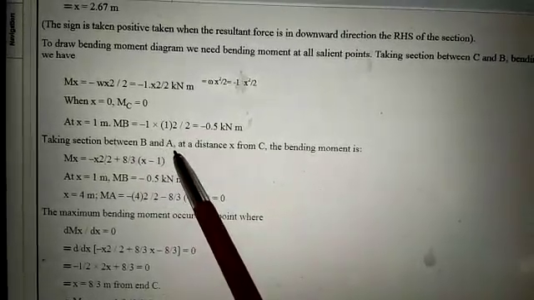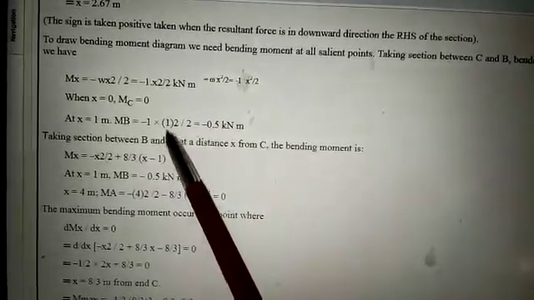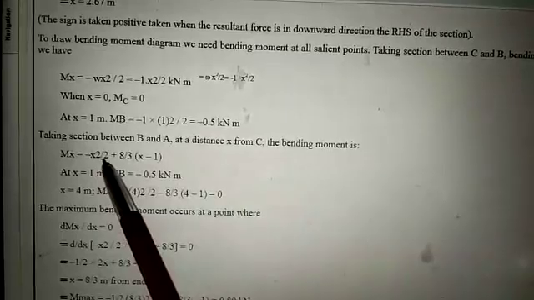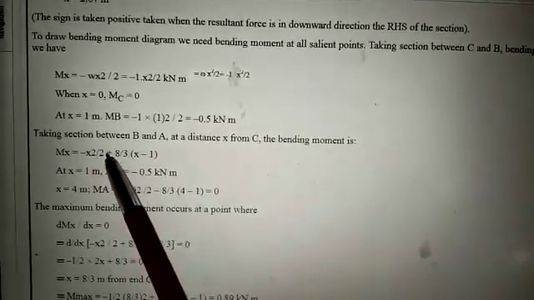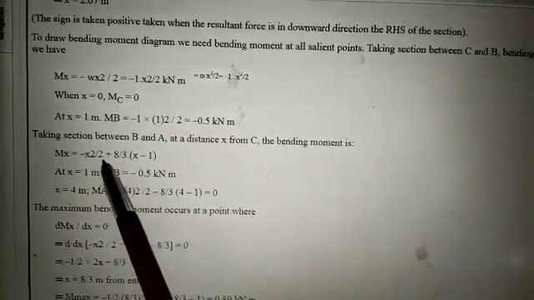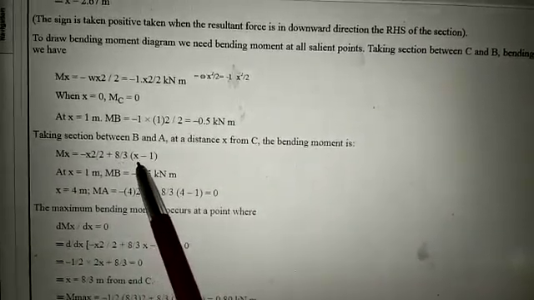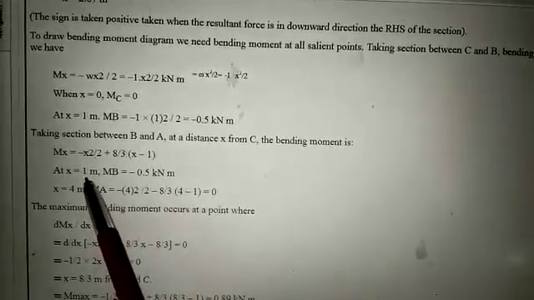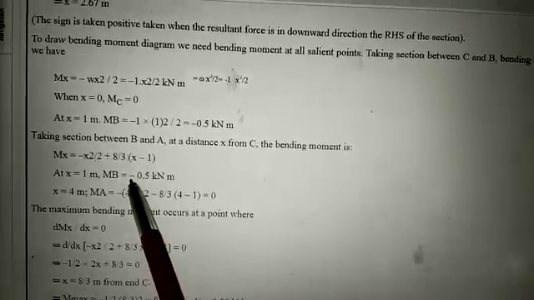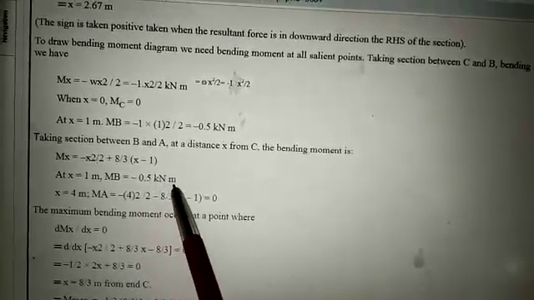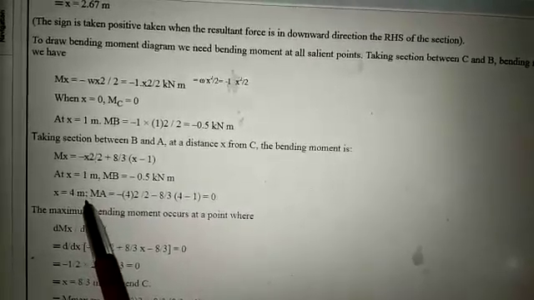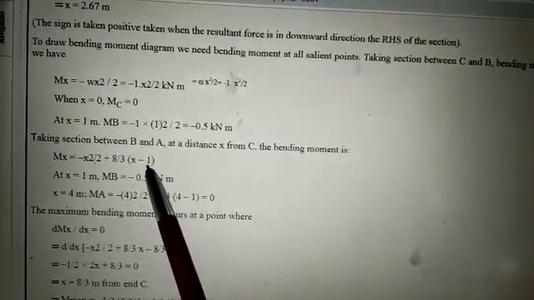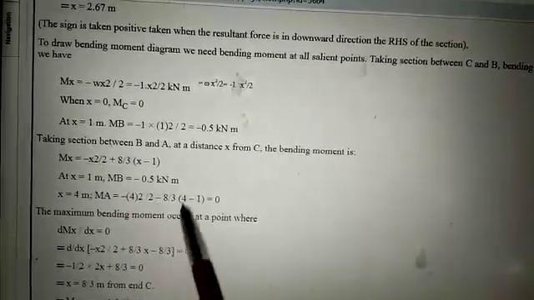Now we will consider the section XX between B and A, and it is considered from point C. So the value of Mx is minus W into x square by 2 plus 8 by 3, that is the value of RB, into x minus 1. At 1 meter distance the moment will be minus 0.5 kilonewton meter. At 4 meter distance, at A, we will put the value of x as 4 in this equation and we obtain it as 0.